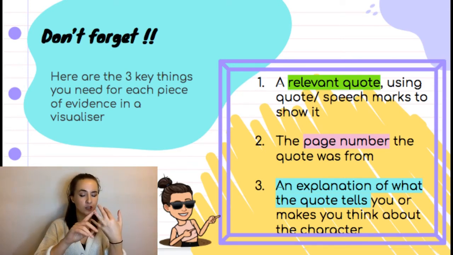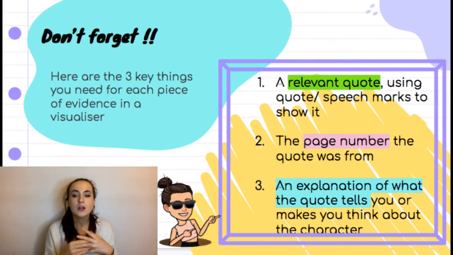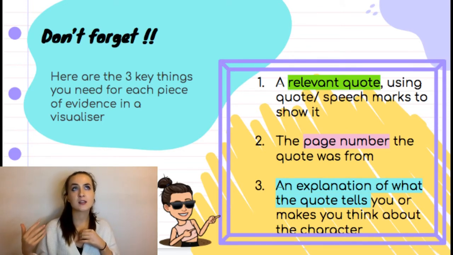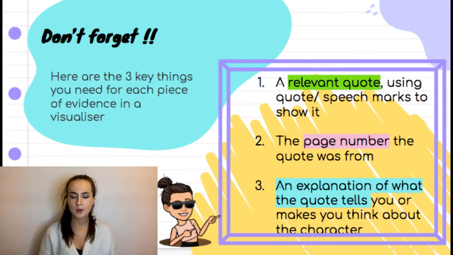But the third one is the most important one. An explanation of what the quote tells you. Okay? So explain what the quote has shown you. Maybe it's shown you, oh, it says that he looked quickly from side to side. So this would show us that he was suspicious, maybe. Okay? So these are three really, really important things.